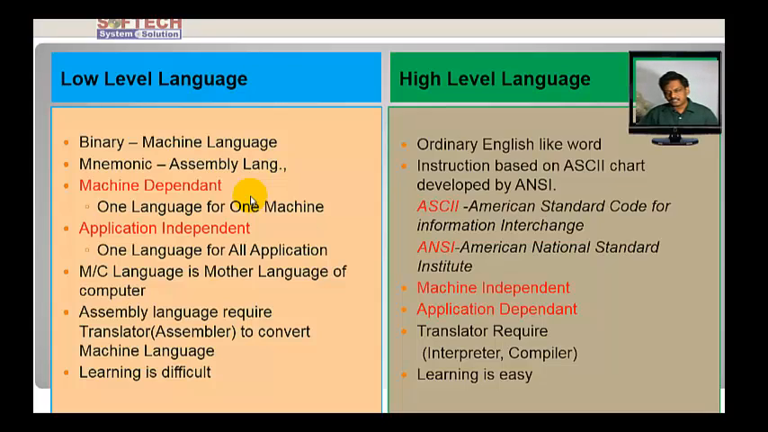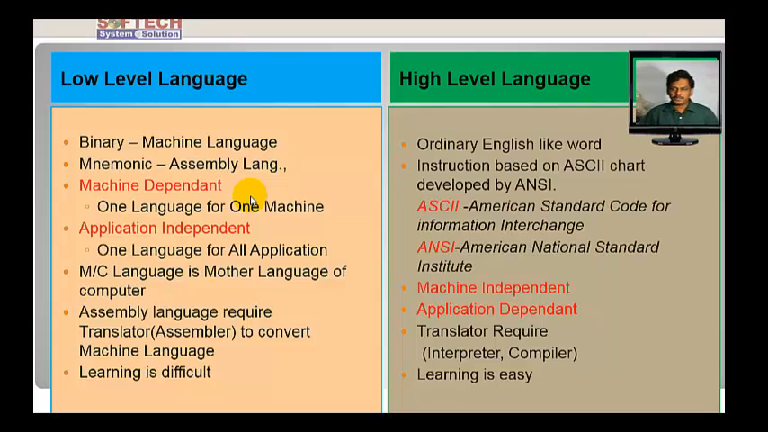High-level languages are in ordinary English-like words. Machine language has binary code. Assembly language has mnemonics. The symbols of high-level languages are in ordinary English-like words, that is input, accept, go to, if, while, for. This is closer to English words. So learning is easy compared to low-level languages.